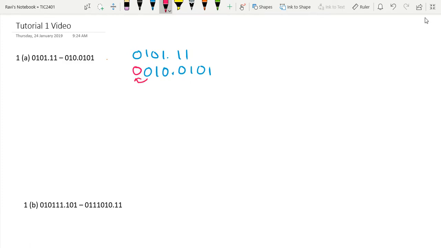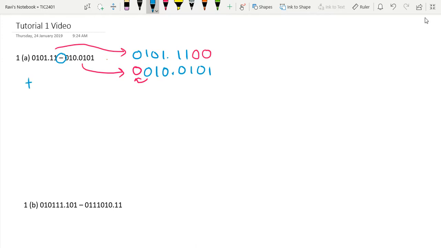Now, the next thing I need to do is the same thing for the fractional part. In the fractional part, you don't need to worry about the last bit. You just add zeros to make sure the number of bits are the same. The second number has 4 bits, the first number has 2 bits, so I add 2 zeros here. Okay, so that is the first step. The first number is extended to look like this, and the second number is extended to look like this.